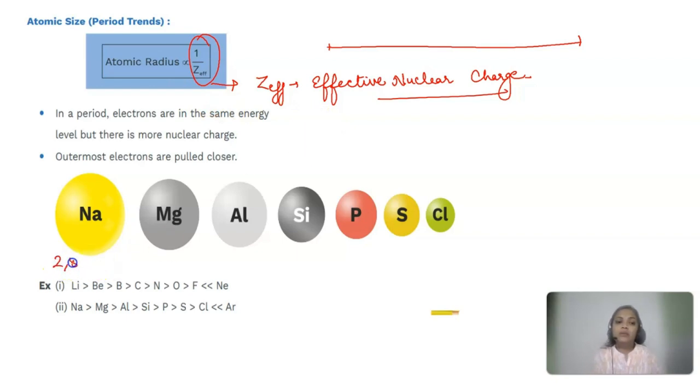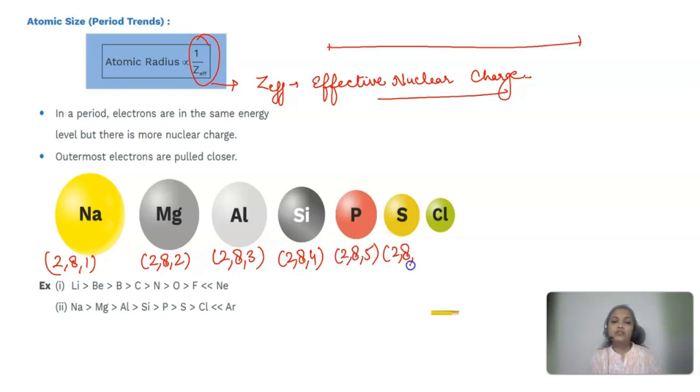Like if I am talking about sodium, it's 281, then 282, 283, 284. Then phosphorus is 285, sulfur is 286, and 287 for chlorine.